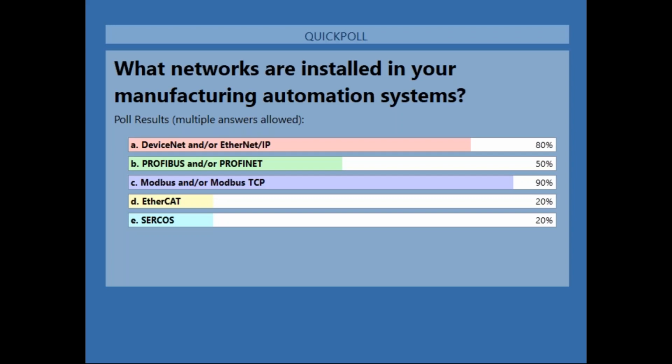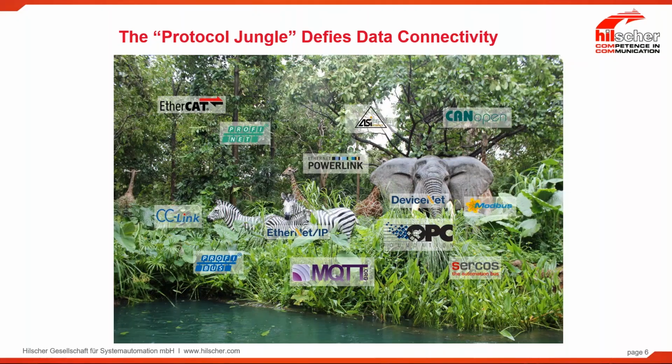Very interesting results, and again, that really re-emphasizes that there are a lot of protocols out there. How do you achieve those, especially if you're a system integrator or a machine maker, and you've got a market out there that really is demanding interoperability between these protocols? How do you achieve that? So let's move on.